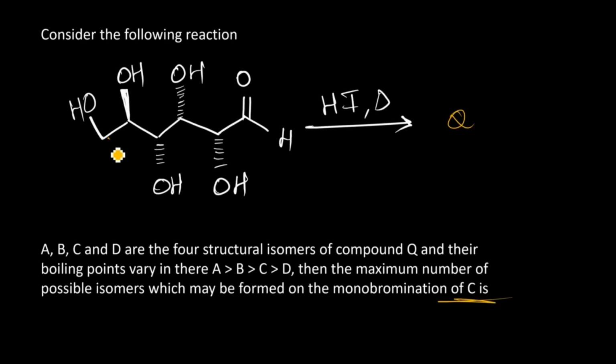So by solving this, 5 log 2 will become 0.3. So 5 minus 0.3, that is 4.7. Here they are mentioning it as n into 10 to the power minus 1. So 47 into 10 to the power minus 1. So 47 is your answer.